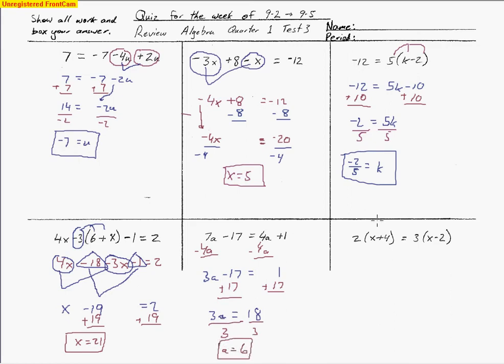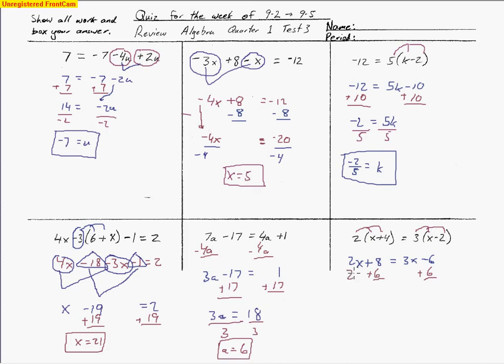Next one is similar, except we have to use the distributive property first. So we'll do that on both sides of the equal sign. So it leaves me with 2x plus 8 on the left-hand side. Over here, 3 times x is 3x. 3 times -2 is -6. So from there, I'm just using opposite operations. So I'll go ahead and add that 6 to all sides.